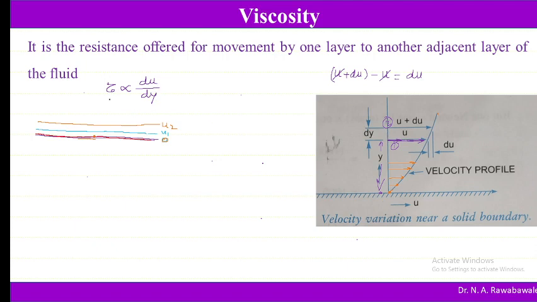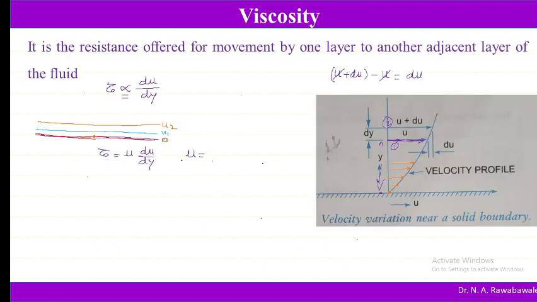the two layers. So if we want to remove this constant of proportionality, this shear stress tau is equal to mu into du by dy, where mu is nothing but the coefficient of dynamic viscosity. It is known as the coefficient of dynamic viscosity, or coefficient of viscosity, or dynamic viscosity.